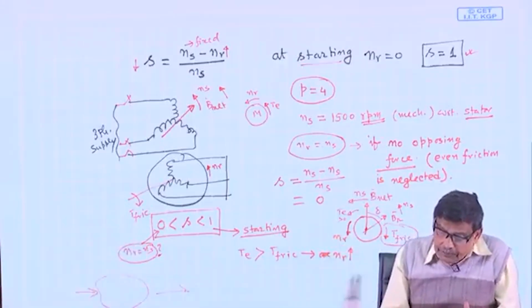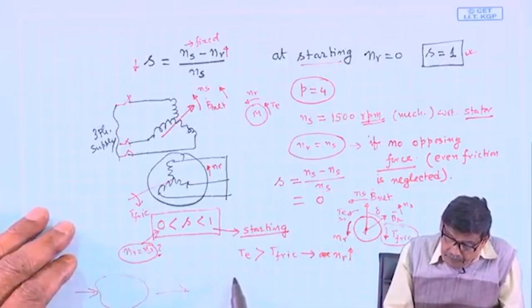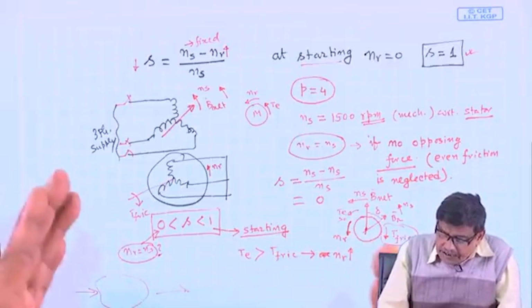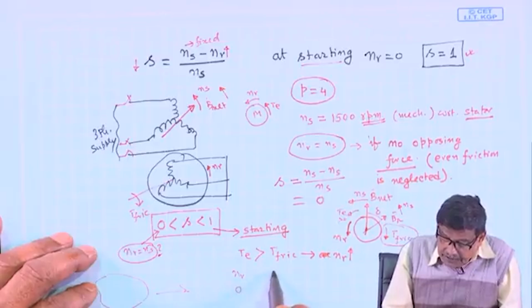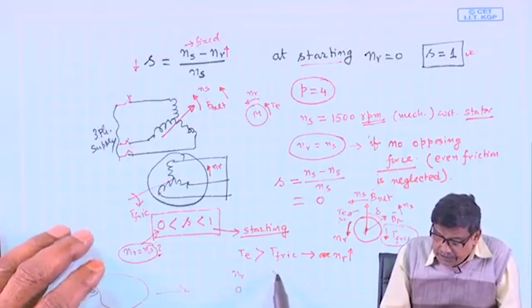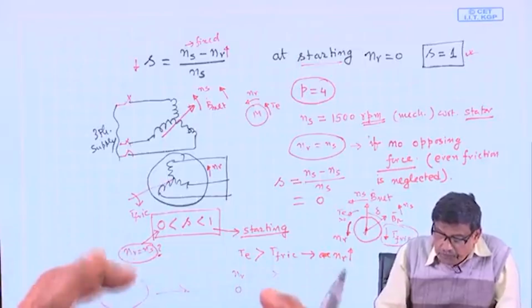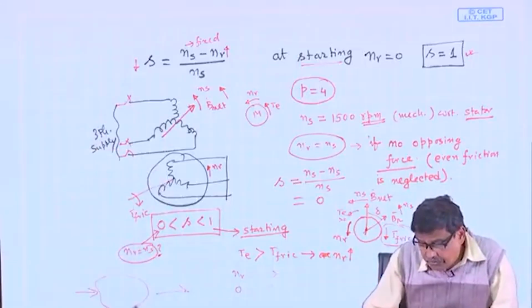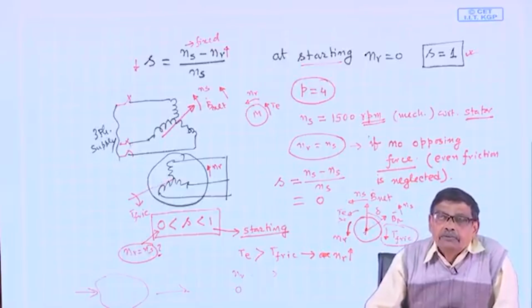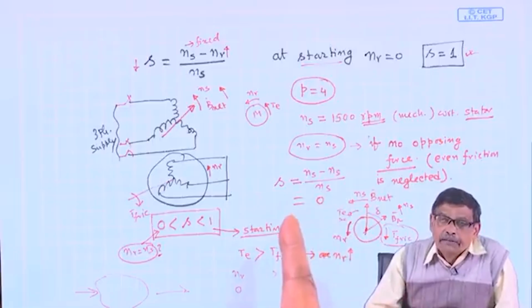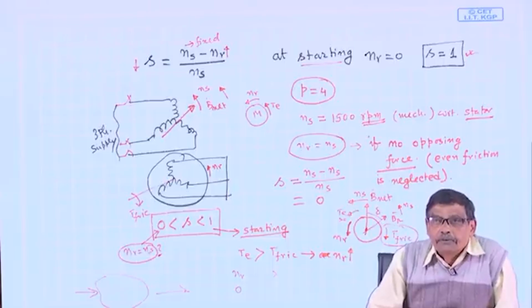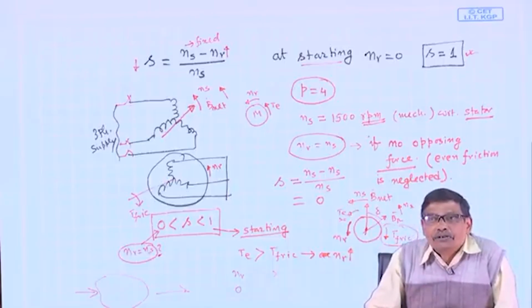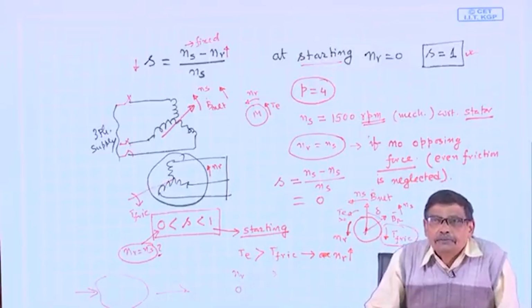Therefore, it looks like that slip in terms of speed, I will tell Nr, at starting it was 0, Nr will increase and will eventually settle down. Rotor speed, you can write it down, rotor speed will eventually settle down to that value which is less than Ns, it has to be, such that enough torque the motor can develop to balance the opposing torque. It is at that speed it will settle down.